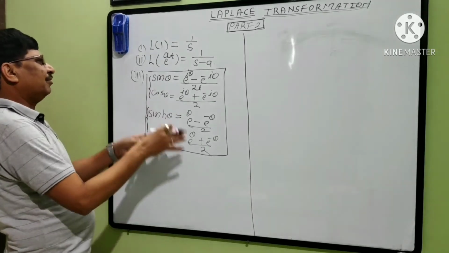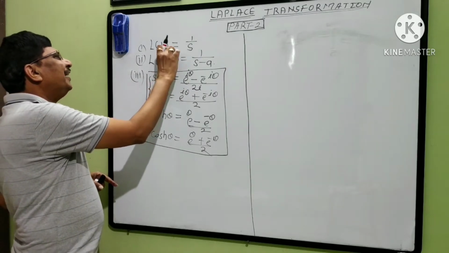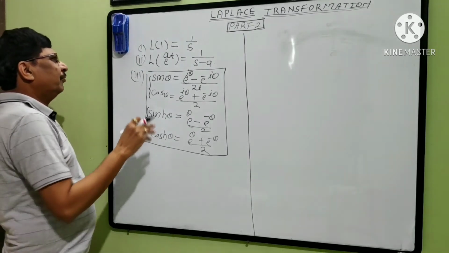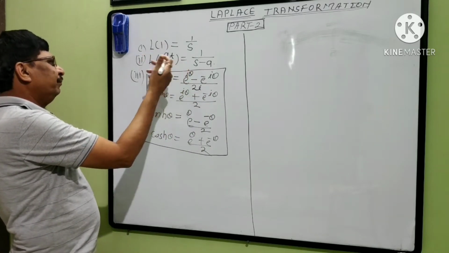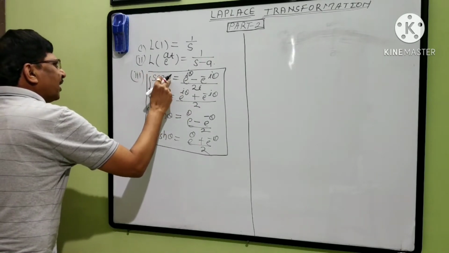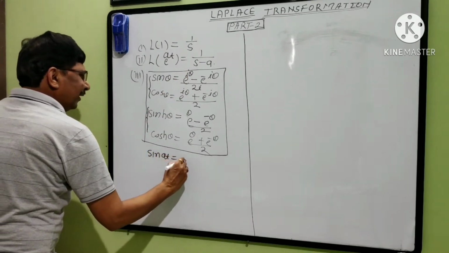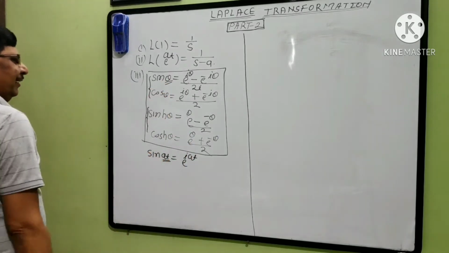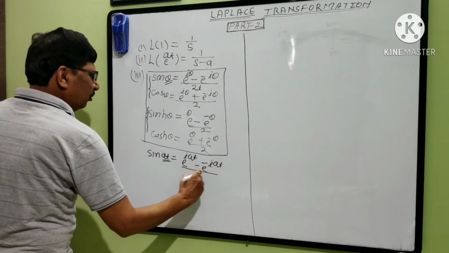But in this Laplace transformation, instead of theta we are going to use at, a function of t. That's why we are finding the Laplace transformation of a function of t. Therefore, don't confuse. Instead of theta we use at, so sin at is e raised to i at minus e raised to minus i at upon 2i. Same formula, instead of theta I am using at.